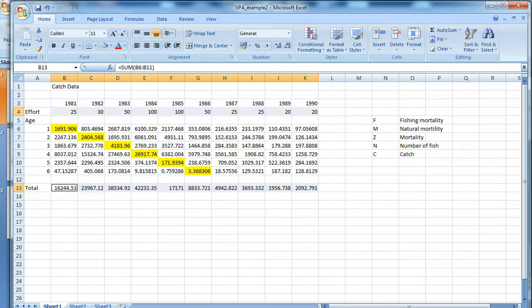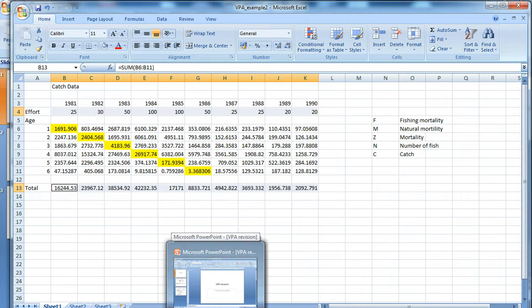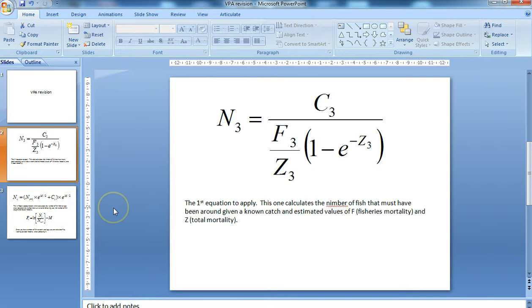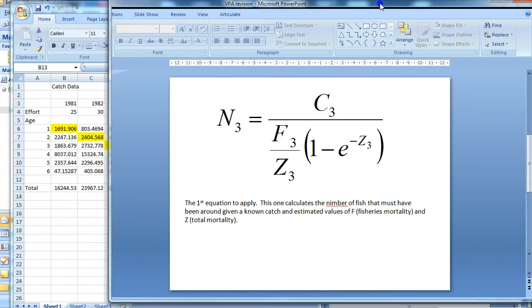Right, so we've had a quick look at the data, we've got a feel for it, we've done a few graphs, and maybe copied them over onto the Word file. Now what we want to do is actually do the virtual population analysis. And if you remember, VPA starts with this equation here, which works out how many fish there would have been in a particular year based on what the catch is that year and what mortality was. We did the proof for this in class, but I'll not do it just now.